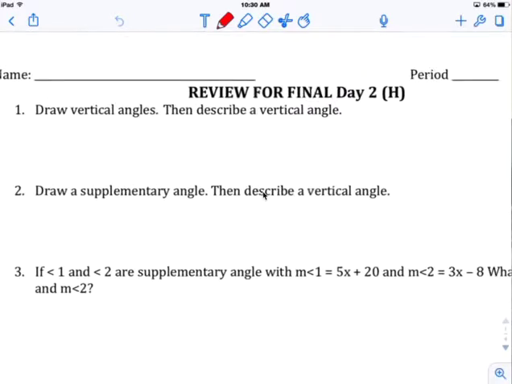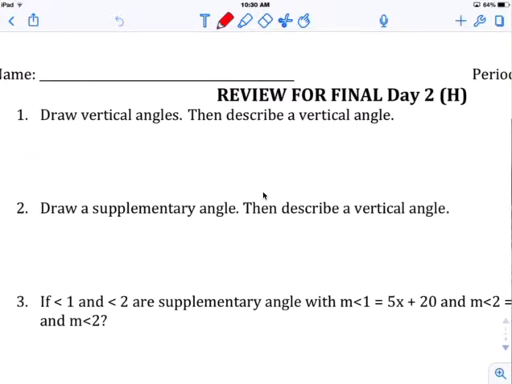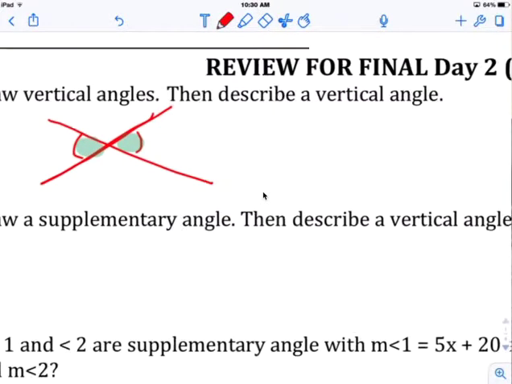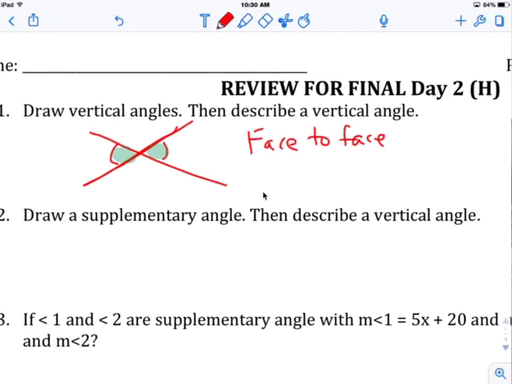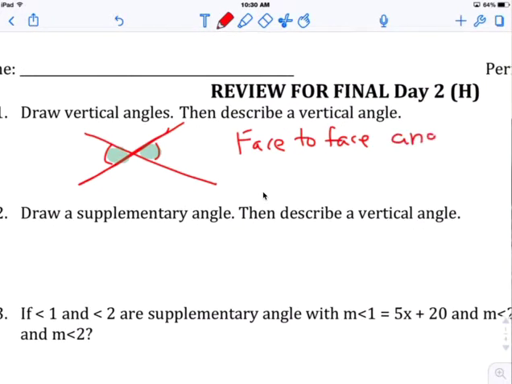Describe a vertical angle. Draw a vertical angle, then describe a vertical angle. Draw vertical angles. Those are vertical angles. They're opposite of each other, or they're face to face, right? Face to face angles. And they are congruent.